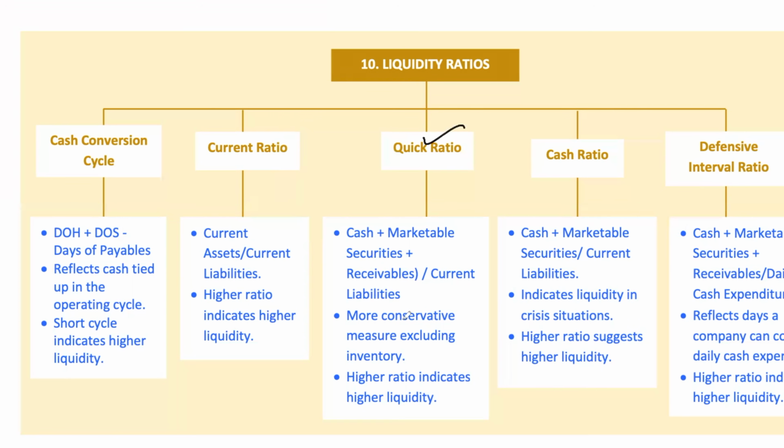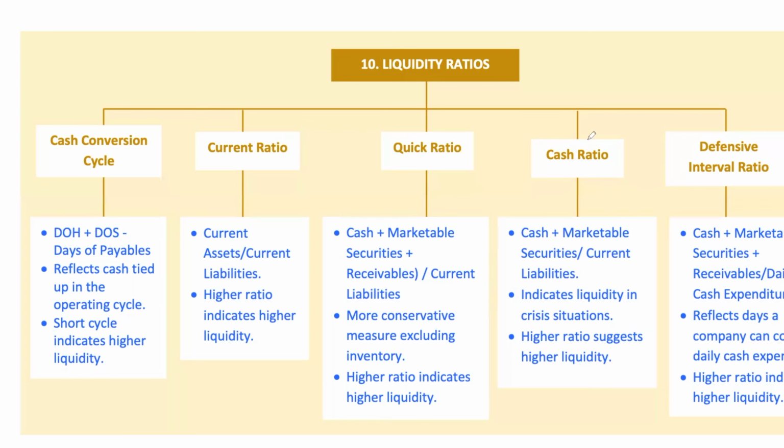Then there's the quick ratio. The quick ratio is also known as the acid test ratio because it strips out inventory, which might not be as liquid. It's a more conservative measure compared to the current ratio, especially when inventories are illiquid. So if you're wondering how quickly a company can cover its debts without relying on selling inventory, this is the ratio you look at.